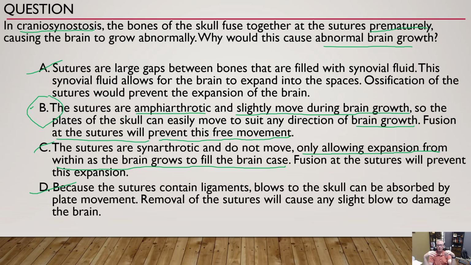And now the plates of the skull are not movable. Prior to that, the plates of the skull used to be movable. So in craniostenosis, the early fusion at the sutures will prevent any movement of those skull plates: the frontal bone, parietal bone, occipital bone, temporal bone, so that the brain cannot grow.